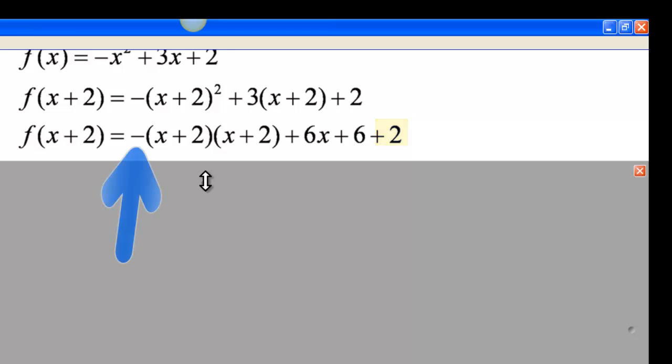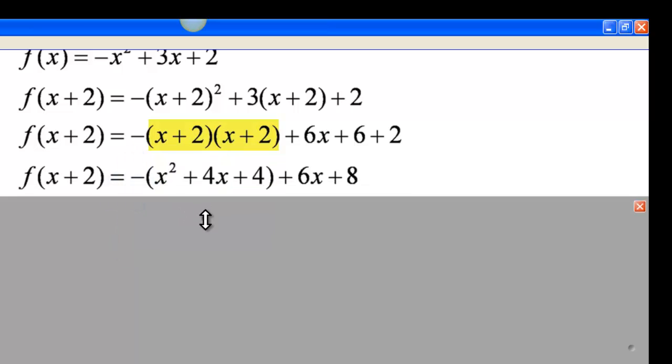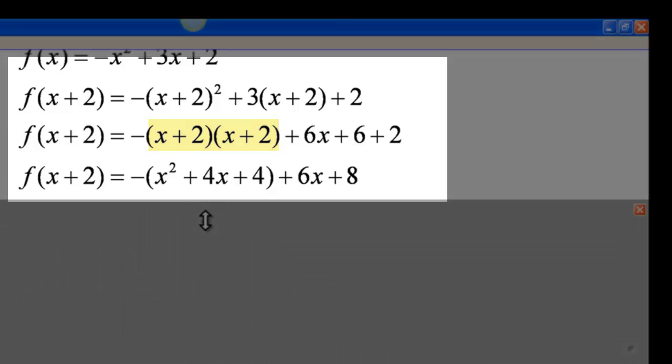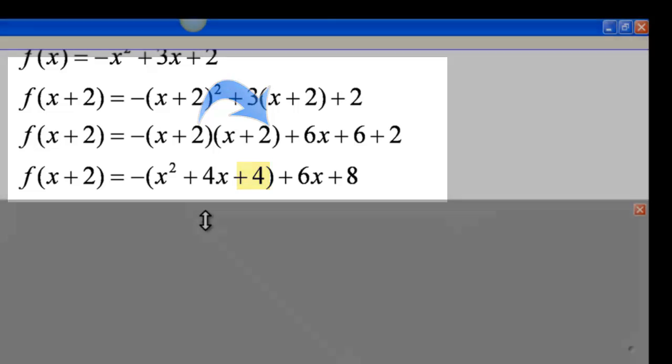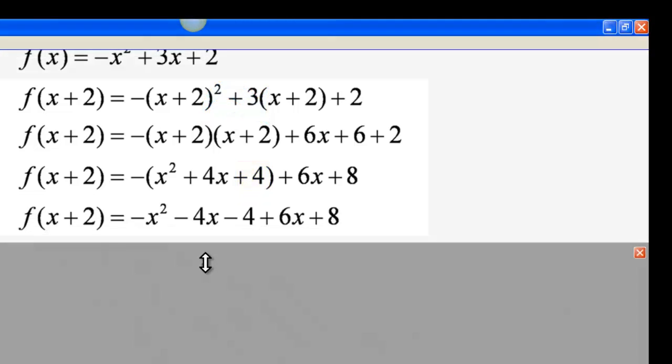Next, I'm leaving the negative on the outside, but I am going to use the distributive property with x plus 2 times x plus 2. Some of you might refer to this as FOIL. I took the first, which is x times x. The outer is x times 2, which is 2x. The inner is also 2x, which yields a 4x. 2 times 2 is 4. Then I carried down the 6x and the 8.